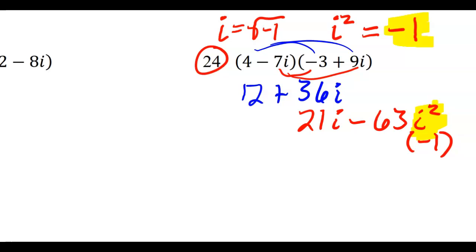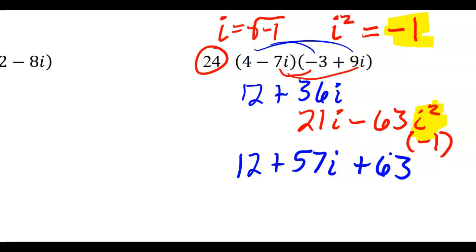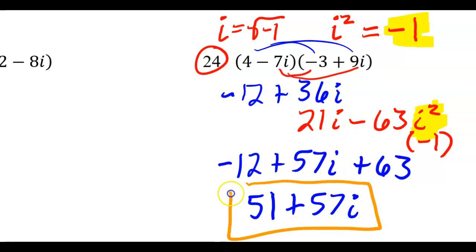So what I really have then is 12 plus 57i plus 63. Because a negative 63 times a negative 1 turns into plus 63. So, oh wait, that's negative. Sorry, 4 times negative 3. So what do I get? 51 plus 57i is my new complex number.